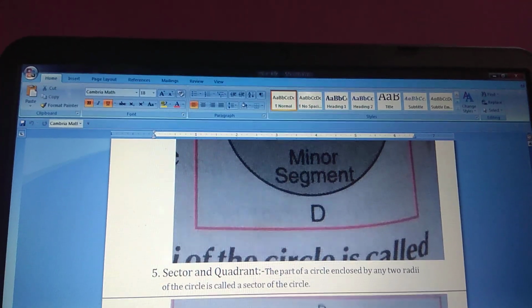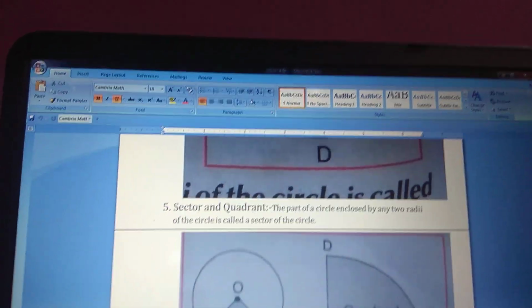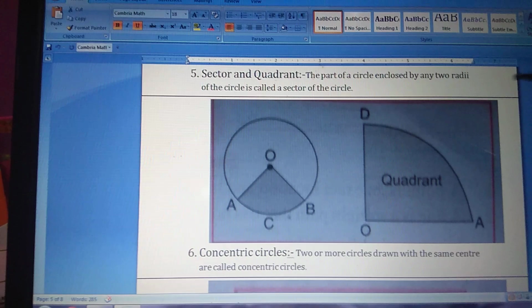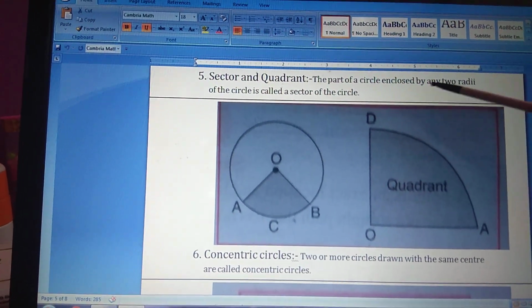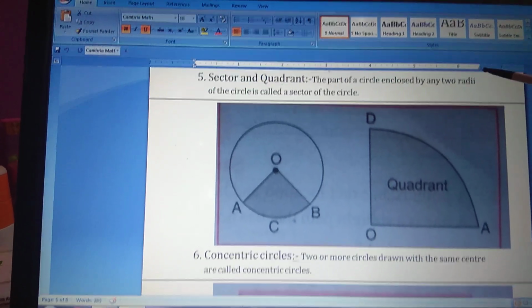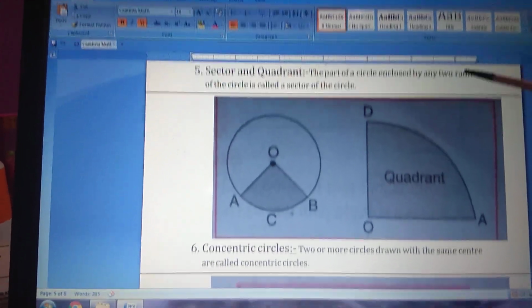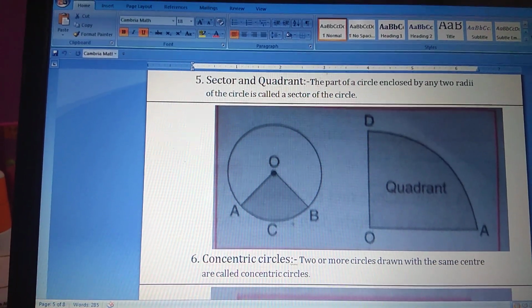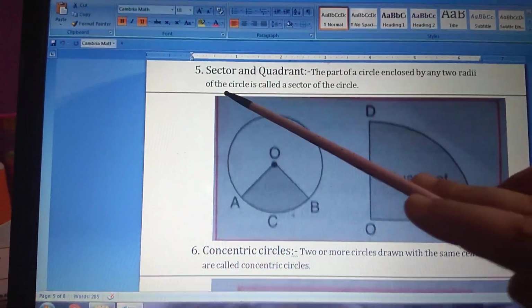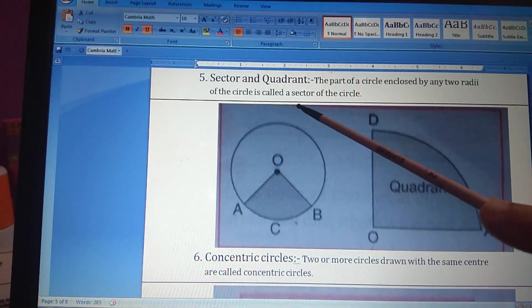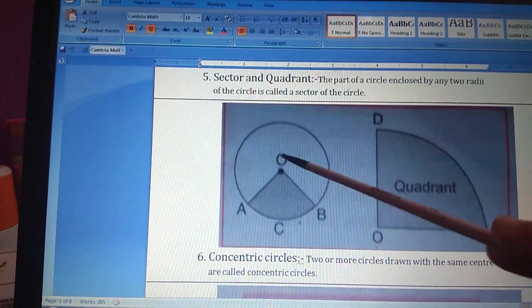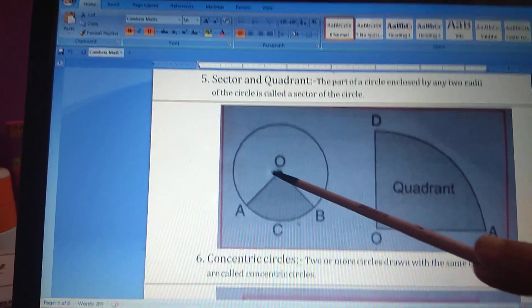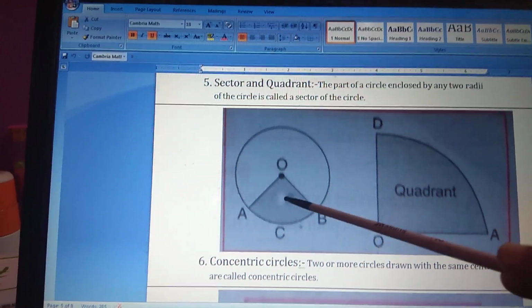Now next comes the fifth number, sector and quadrant. What does this mean? The part of the circle enclosed by any two radii. Now what does radii mean? Radii is the plural form of radius. The part enclosed by two radii of a circle is called a sector. So see, OA and OB are two radii, so this part is called the sector.